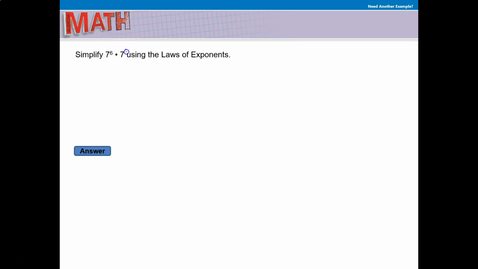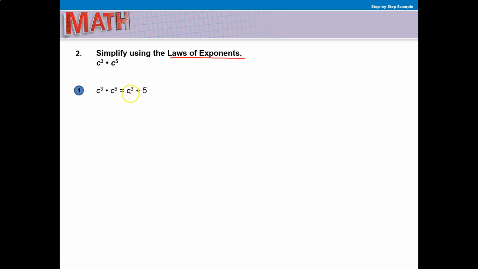7 to the 6 times 7 to the 1 would be 7 to the 7th. Simplify using laws of exponents. We have c to the 3rd times c to the 5th. You would have c to the 3 plus 5, which would be c to the 8. And remember, we're combining exponents with a common base.